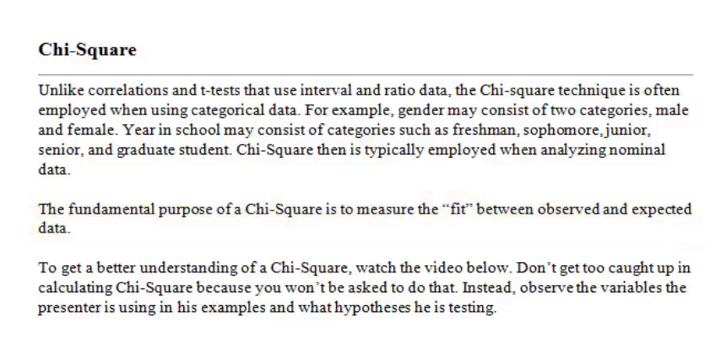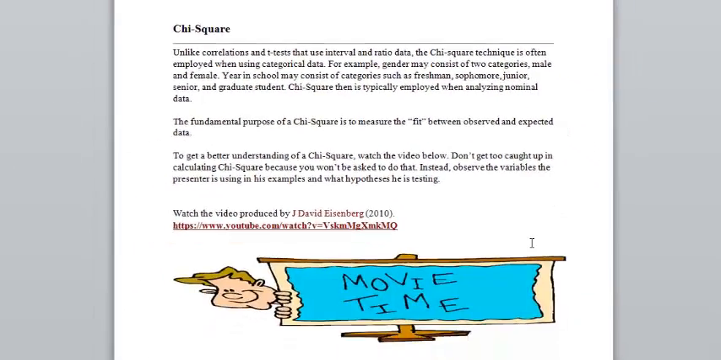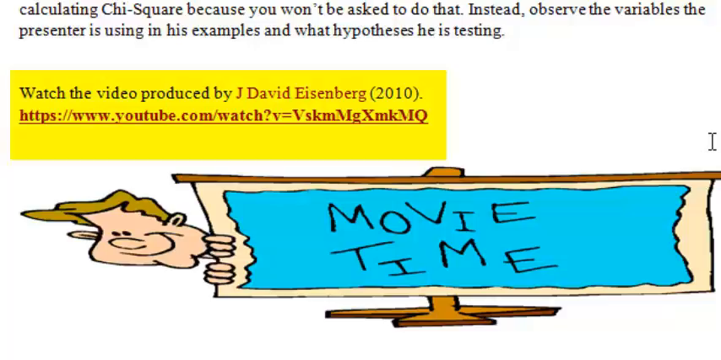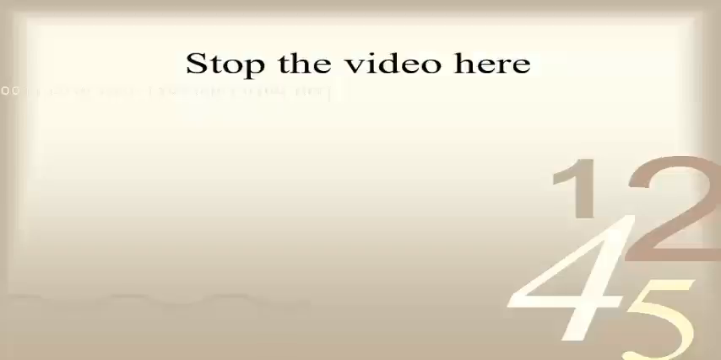So to get a better understanding of a chi-square, I want you to watch this video. Now don't get too caught up in the fact that he's hand calculating a chi-square, because you won't be doing that. But just watch what he's observing in terms of the variables that he's using and the examples and his hypothesis that he's testing. So go ahead and shut this video off and go to this URL to watch the video and then come back to this lesson.